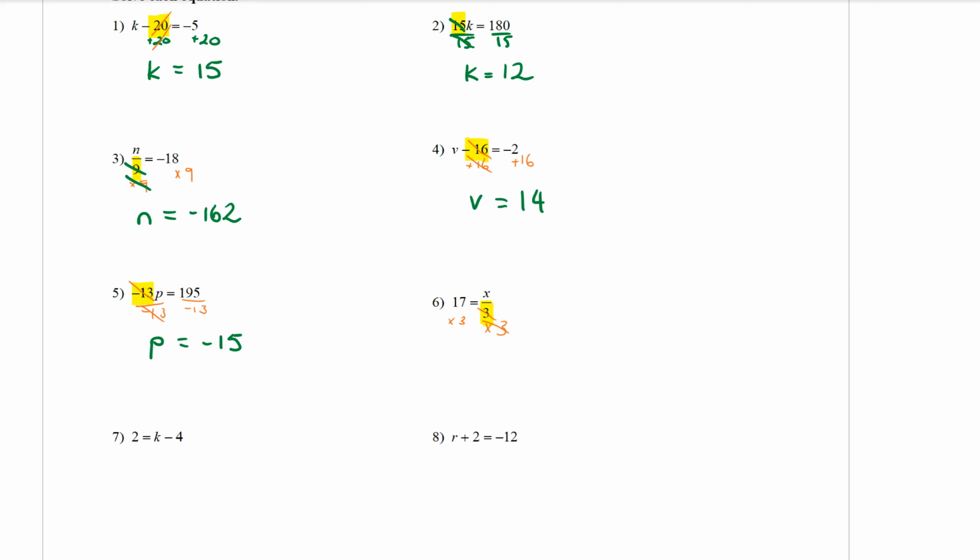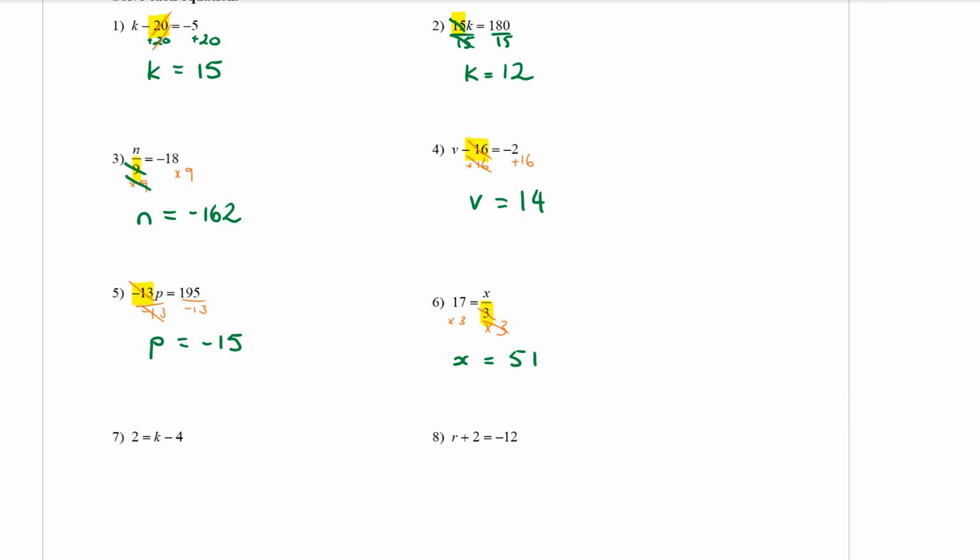Now, for the solution, you like to have your letter on the left-hand side. So I'm going to do a little switch here. I'm going to switch my x to the left. X equals, and I'm going to do the 17 times 3, which is, who's got it? 51. 51 on the right-hand side. Everyone still following along okay?